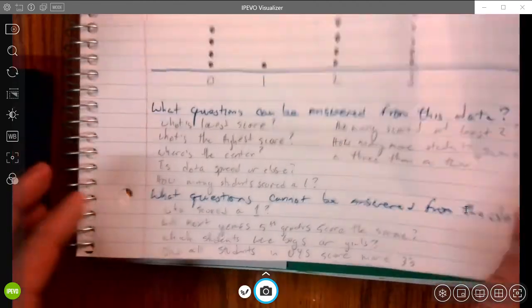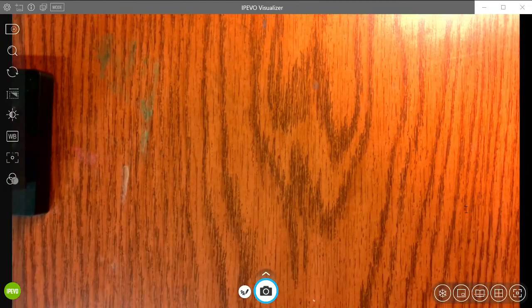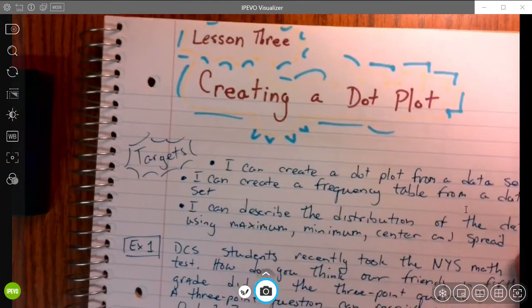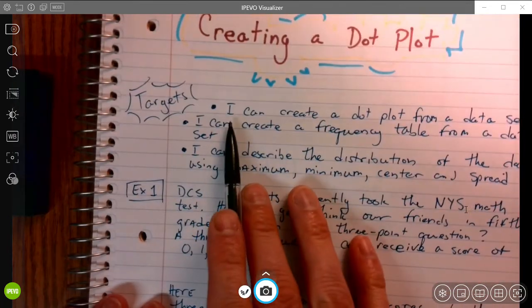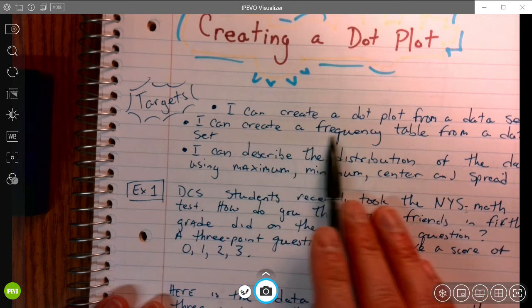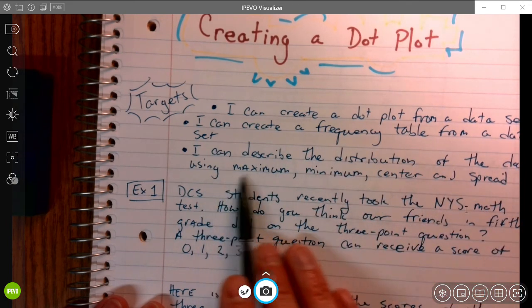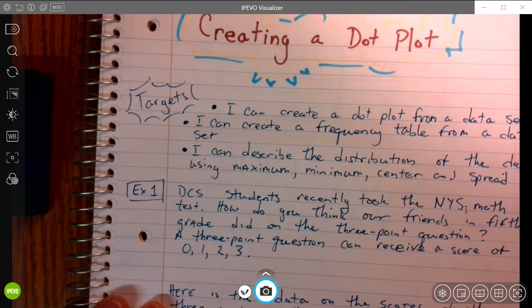Okay? So let's go back and recap. Today's lesson was on creating a dot plot. Our target was: I can create a dot plot from a data set. I can create a frequency table from a data set. And I can describe the distribution of the data using maximum, minimum, center, and spread.